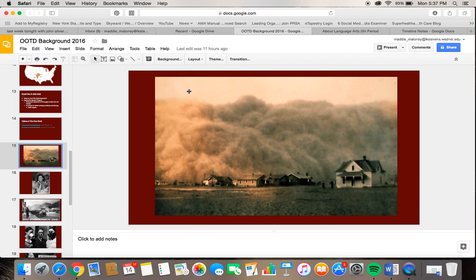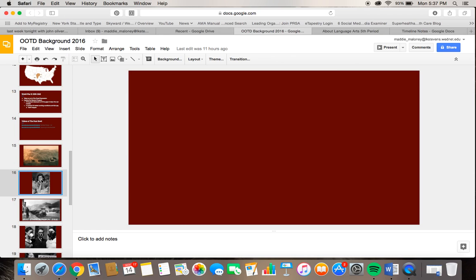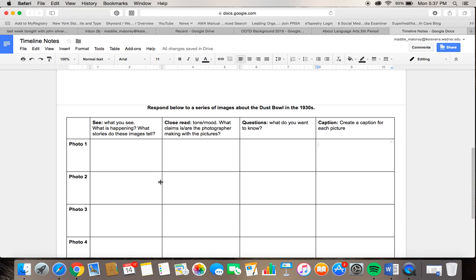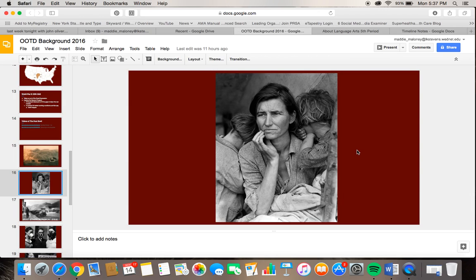And after you're done assessing this one, this is our second picture here. Okay, and I want you to notice the baby in her arms. A lot of you have probably seen this picture before because it's pretty famous in terms of this era's pictures. So you're going to go through the same deal where you go through the close read, questions, and caption for this picture. So go ahead and pause me and work through this on your own.